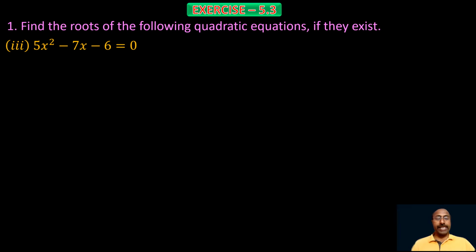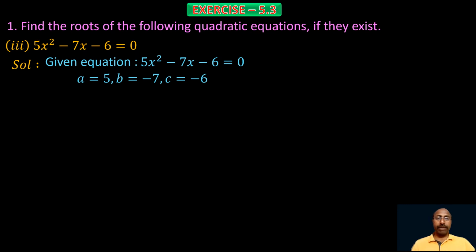5x square minus 7x minus 6 equal to 0. So first write the given equation, 5x square minus 7x minus 6 equal to 0. And in this equation we have a equal to 5, b equal to minus 7 and c equal to minus 6. And in the first step we have to multiply the given equation by 4a on both sides. What is 4a here? So 4a is equal to 4 into 5, that is 20. That is, we have to multiply the given equation by 20 on both sides.